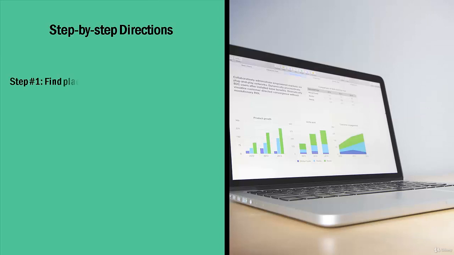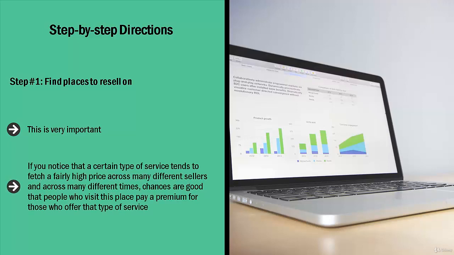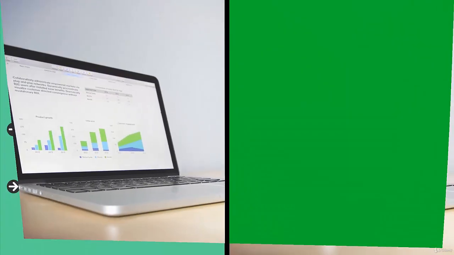Step-by-step directions. Step number one, find places to resell on. This is very important. Make sure to create a list of all sorts of places where people are selling services. Again, this may be Facebook groups, pages, message boards, or forums. Once you have found these places and looked at the services, pay close attention to the prices being charged. If you notice that a certain type of service tends to fetch a fairly high price across many different sellers and across many different times, chances are good that people who visit this place pay a premium for those who offer that type of service.